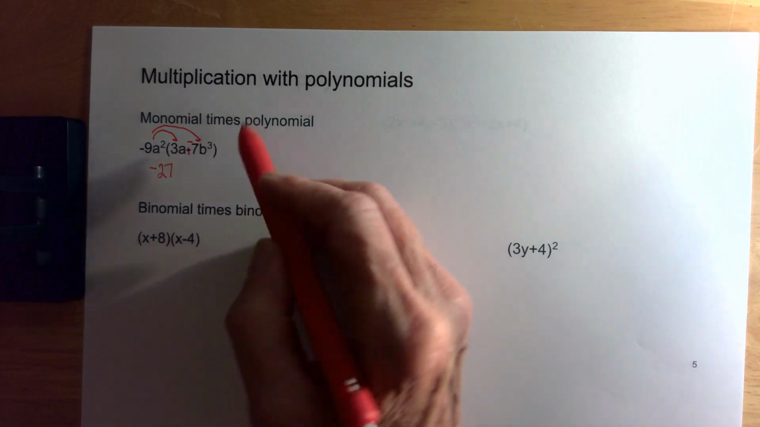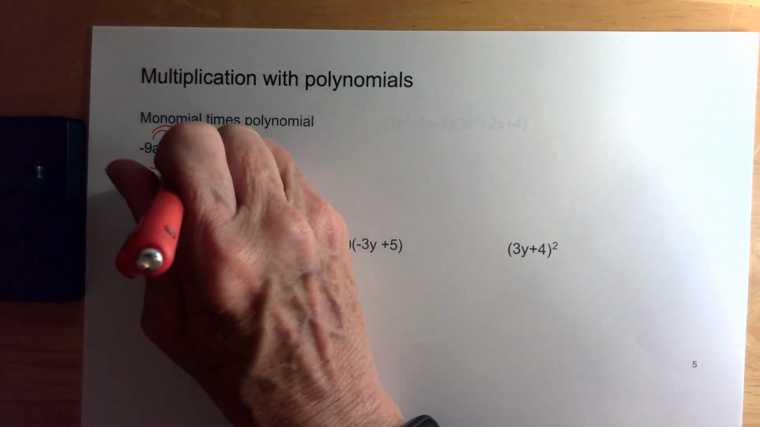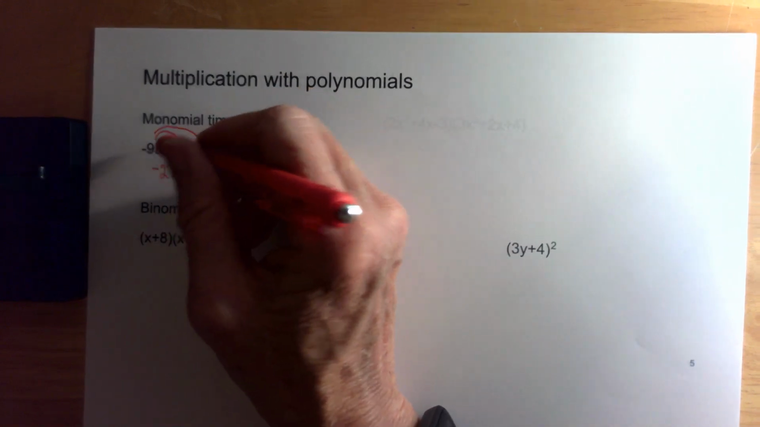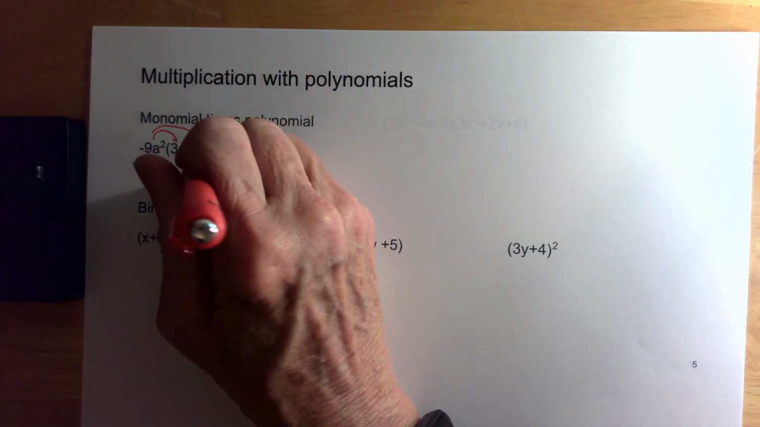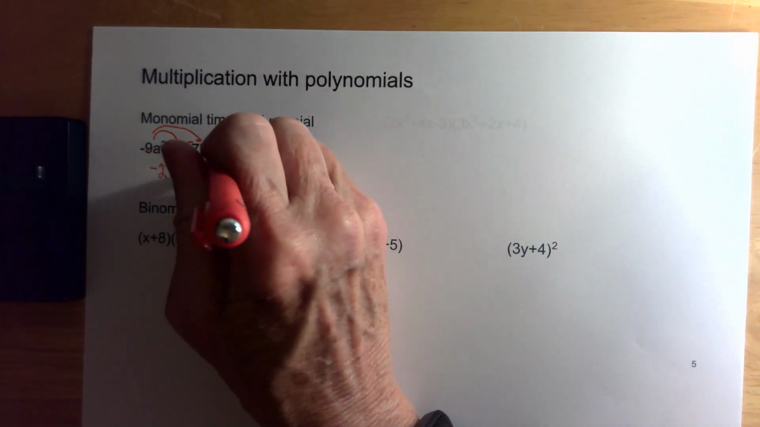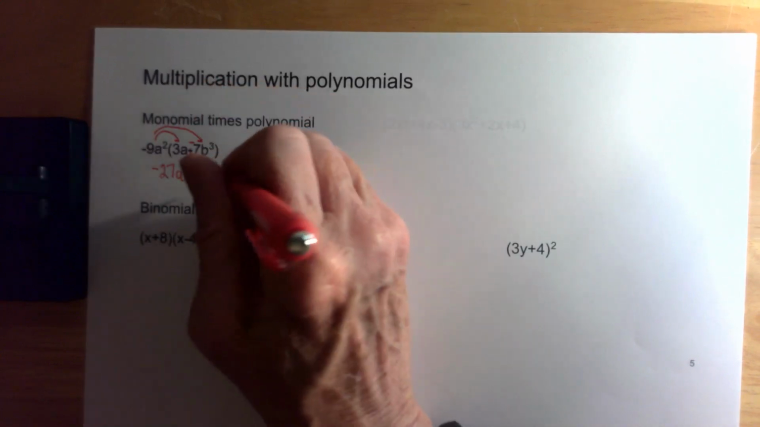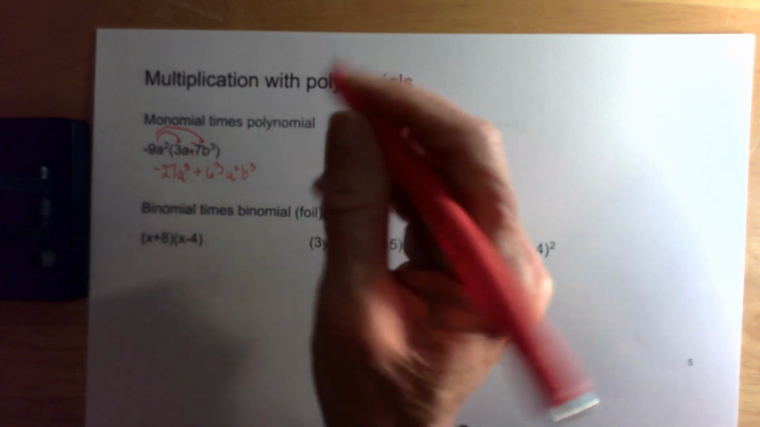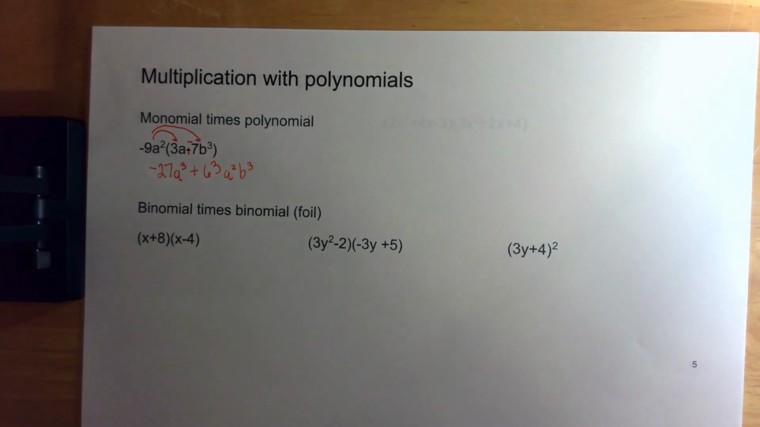a times a, remember if the base numbers are the same, you add the exponents, so that's going to give me an a to the third. And then I take -9a squared times the -7b squared, which is going to give me a positive 63, because -9 times -7. And then I have an a squared times a b cubed, which I cannot combine, so I have to just leave it just like that.